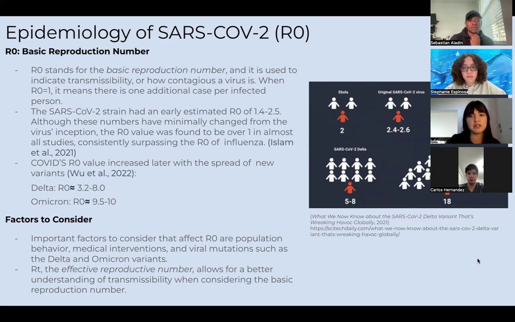However, it seems that the virulence factors worsened when COVID mutated and adapted into new variations. As you can see, Omicron stood out as a significantly more contagious strain with an R naught of 9.5 to 10, meaning that 9 to 10 people were infected from one original host on average.